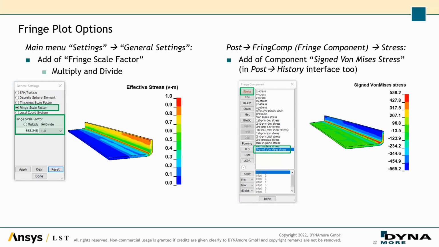On the right side of the slide, you see the new stress value computed by LS-PrePost signed for mesostress. The difference signed means now the values are calculated in minus and positive, and not only the absolute value.